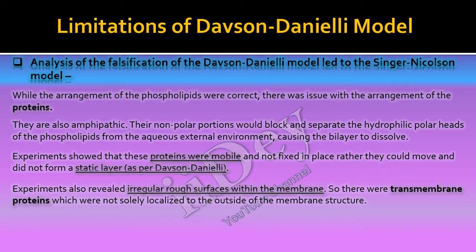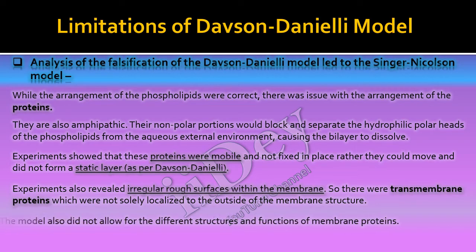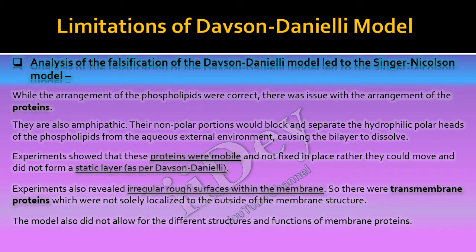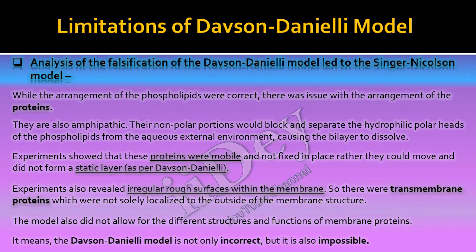Experiments also revealed irregular rough surfaces within the membrane. So there were transmembrane proteins which were not solely localized to the outside of the membrane structure. The model also did not allow for the different structures and functions of membrane proteins. It means the Davson-Danielli model is not only incorrect, but it is also impossible.